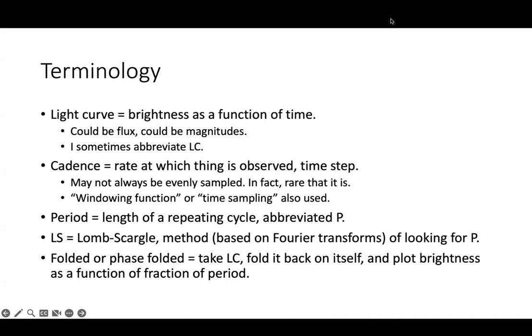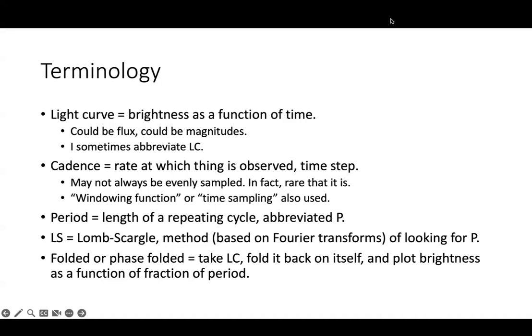So when I say light curve, I mean brightness as a function of time. That could be measured in flux, it could be measured in magnitudes. Sometimes I abbreviate that LC for light curve. That can be confusing in this context because sometimes LC means long cadence. What is cadence? Cadence is the rate at which the thing is observed. In other words, what is the time step between adjacent observations?